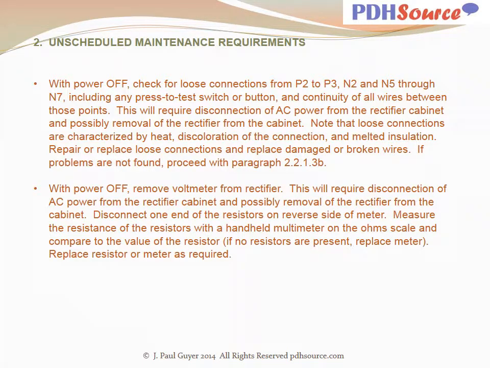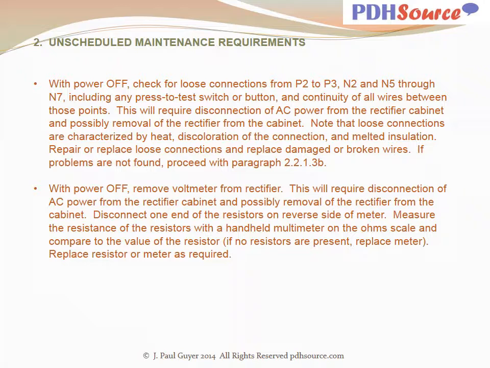With power off, check for loose connections from P1 to P3, N2, and N5 through N7, including any press to test switch or button, and continuity of all wires between those points. This will require disconnection of AC power from the rectifier cabinet and possibly removal of the rectifier from the cabinet. Note that loose connections are characterized by heat, discoloration of the connection, and melted insulation. Repair or replace loose connections and replace damaged or broken wires. If problems are not found, proceed with paragraph 2.2.1.3B.